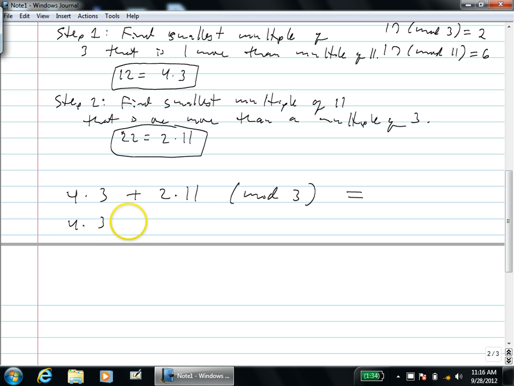Or if you were to divide it by 11, what would you get? So the sum of these 2 things, what should the remainder be when I divide? David? 1. For which one? Both. For both. That's a very important observation.